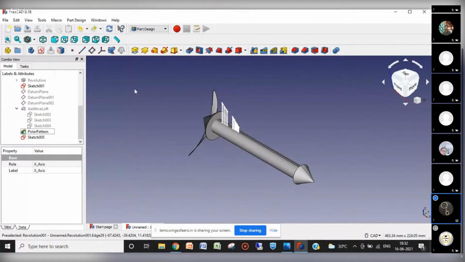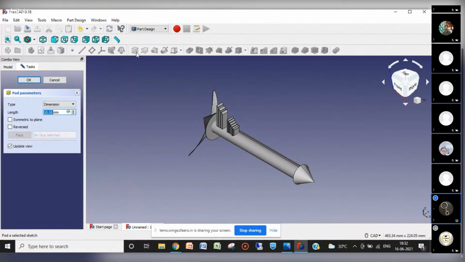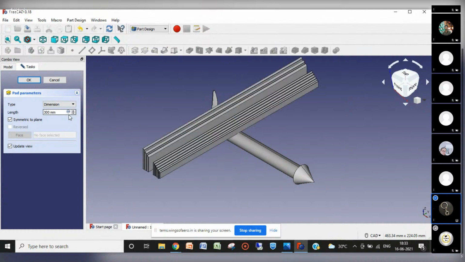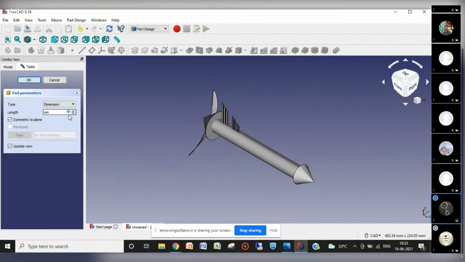Control Z, make them symmetric to plane and reduce this to 2 mm. No, 3 mm. Yeah, 3 would be enough. We can try it to be 4 mm. Yeah, 4 mm looking good.